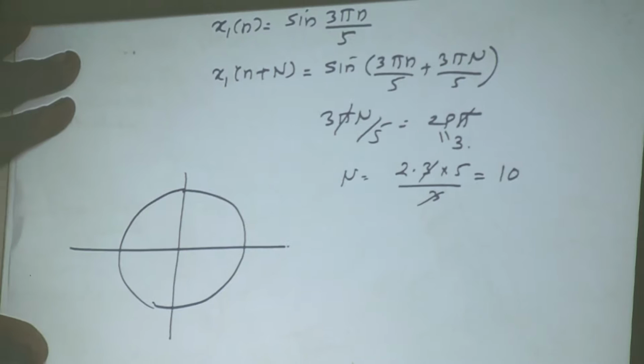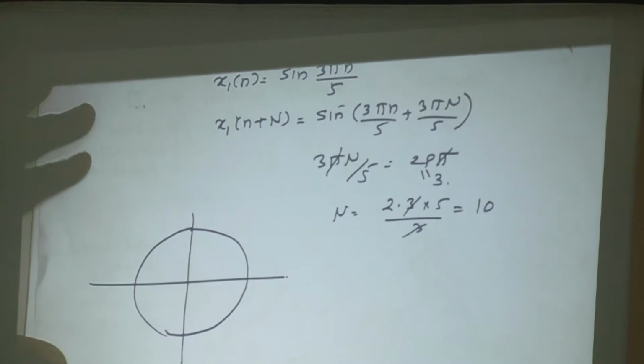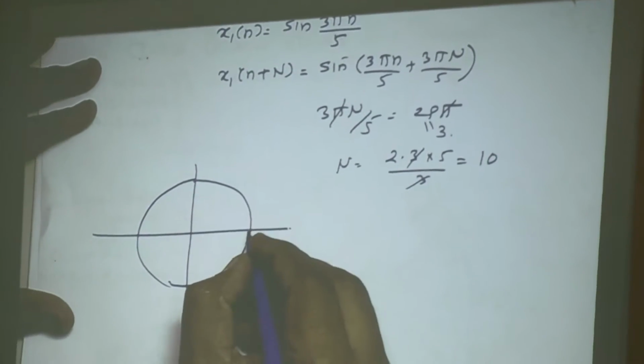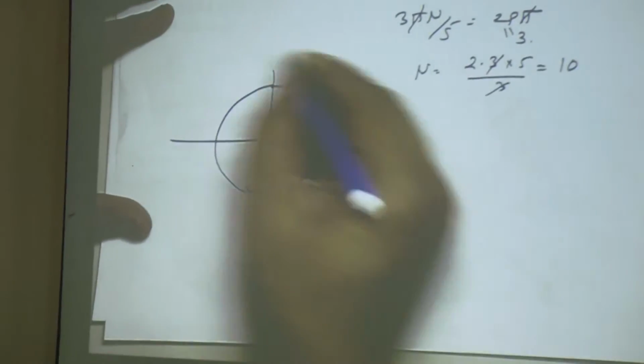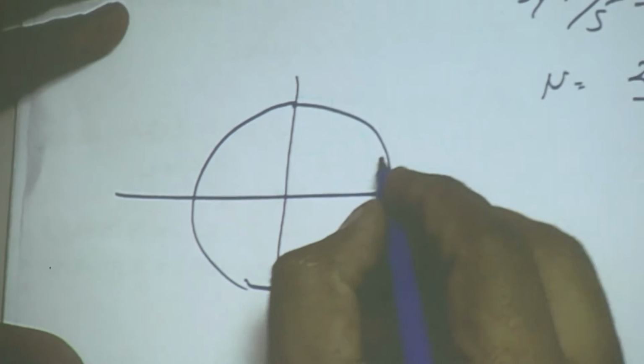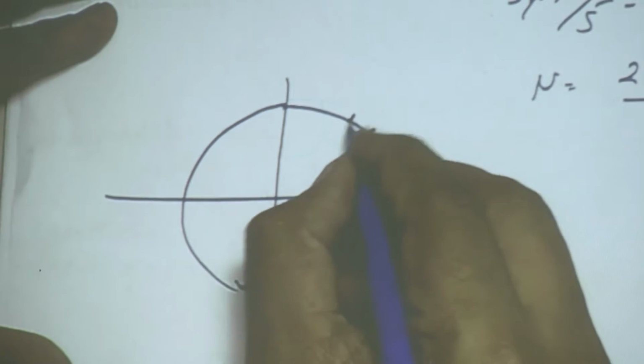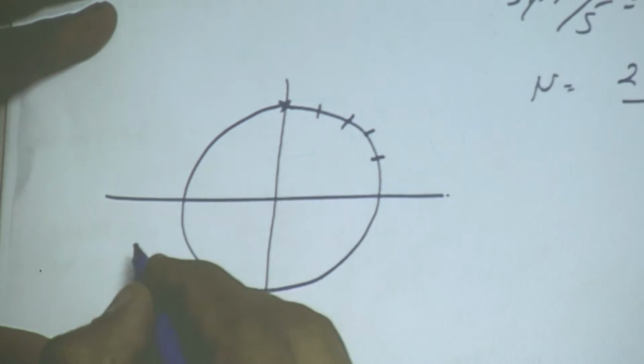Sine 3 pi by 5 can be obtained by various angles. So I'll have to divide this circle into 10 different parts: pi by 5, 2 pi by 5, 3 pi by 5, 4 pi by 5, 5 pi by 5.